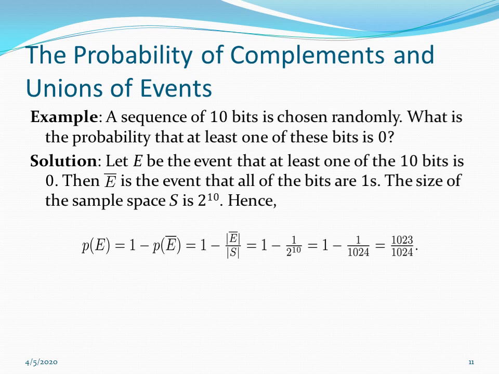For the probability of E, the probability that we get at least one bit equal to 0, is 1 minus the probability of the complement, which is 1 minus the number of elements in the complement. There's only one bit string that's all 1s. This is just 1 divided by 2 to the 10. The probability of getting at least one 0 is just equal to 1 minus 1 divided by 2 to the 10, which is 1024. The final calculation is 1023 divided by 1024.